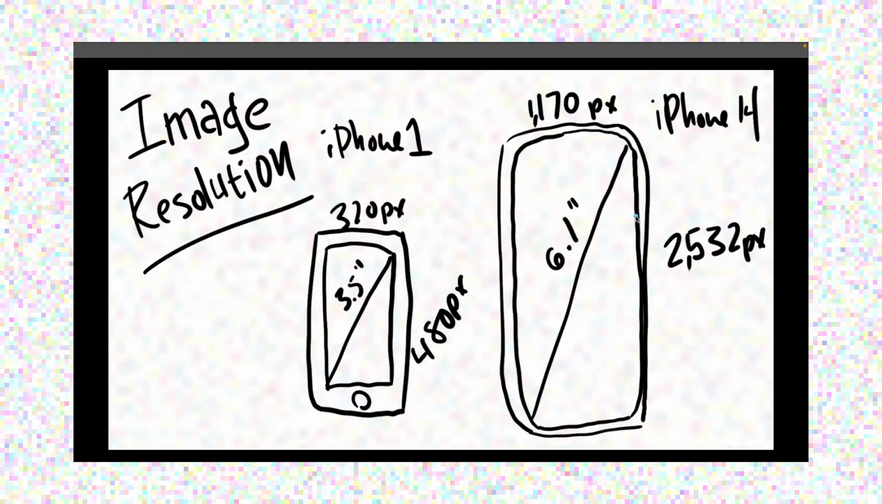So here's our iPhones sitting next to each other. This is not to scale, but this just gives us a little bit of a sense. So we went from 320 pixels wide to 1,170 pixels wide from iPhone 1 to iPhone 14. And then the height went from 480 pixels to 2,532 pixels. And then our screen got bigger, but not quite double. It went from 3.5 inches diagonally to 6.1 inches diagonally.